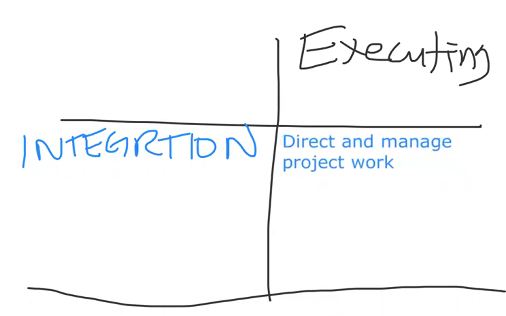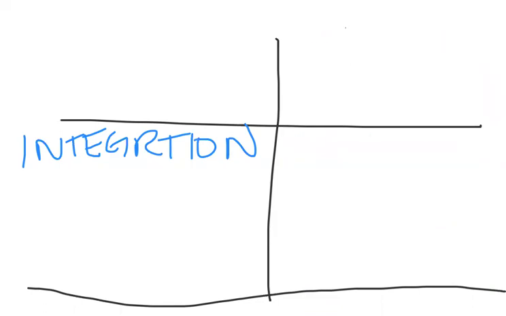The second process under integration and executing is known as manage project knowledge. So there are 2 processes in integration under executing. Direct and manage project work and manage project knowledge. I have another one for you. This next question is from the monitoring and controlling process group.